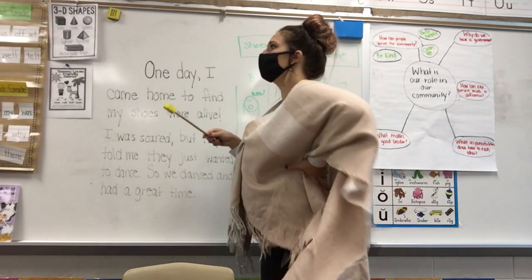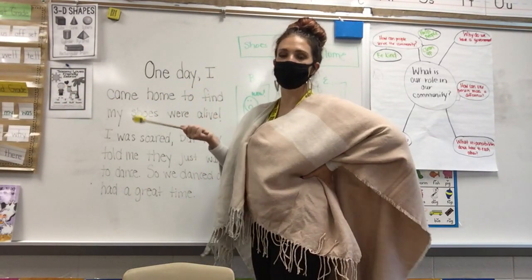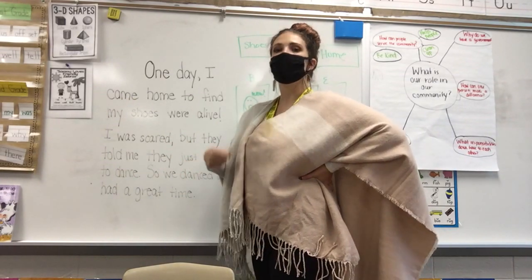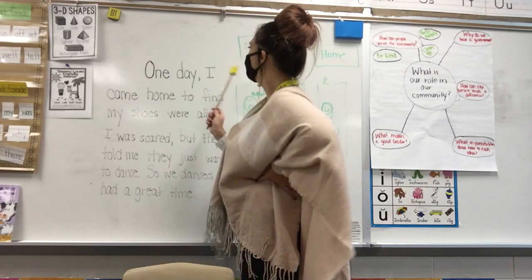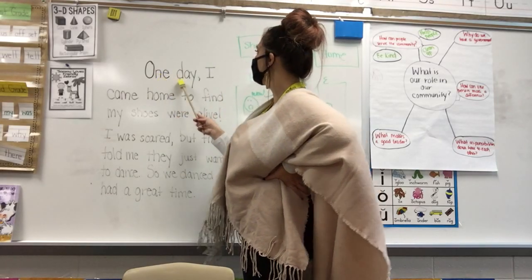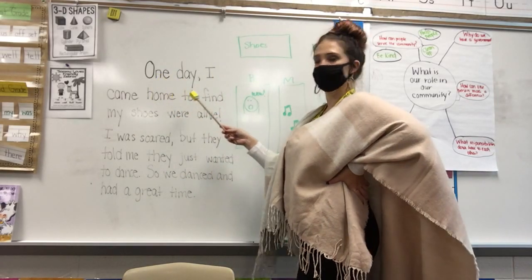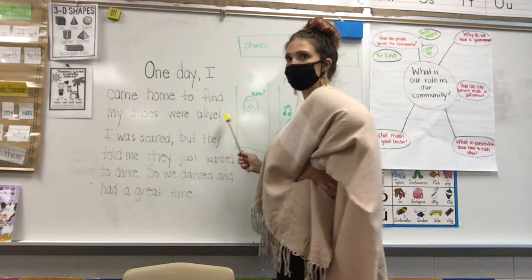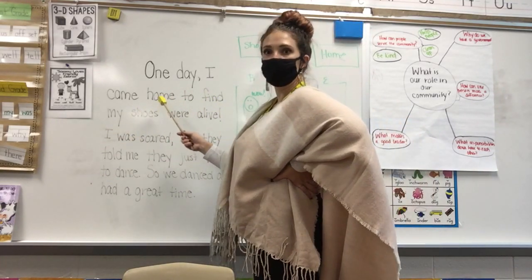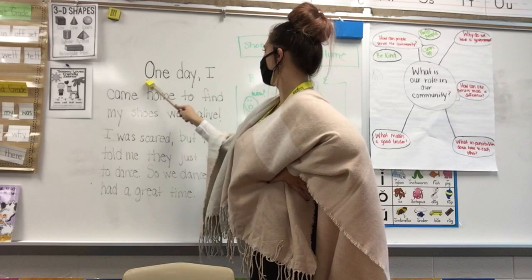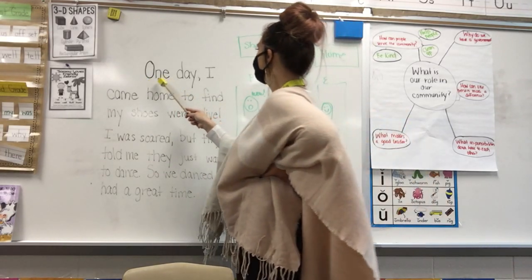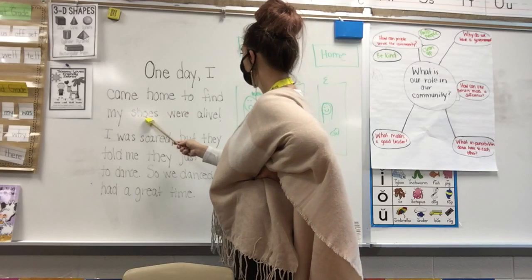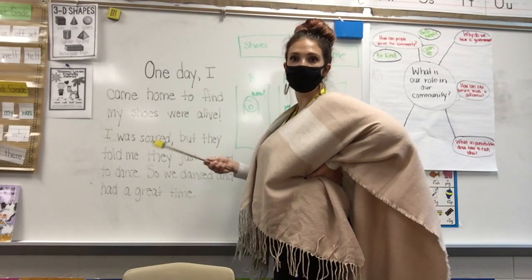So in the beginning, your first sentence, the beginning sentence, should introduce the story and introduce the characters and kind of what's going on. So my first sentence says, one day I came home to find my shoes were alive! So that's my first sentence. You can see I start with a capital letter and I end with an exclamation point. It introduces that the shoes were alive and kind of what the story is about.